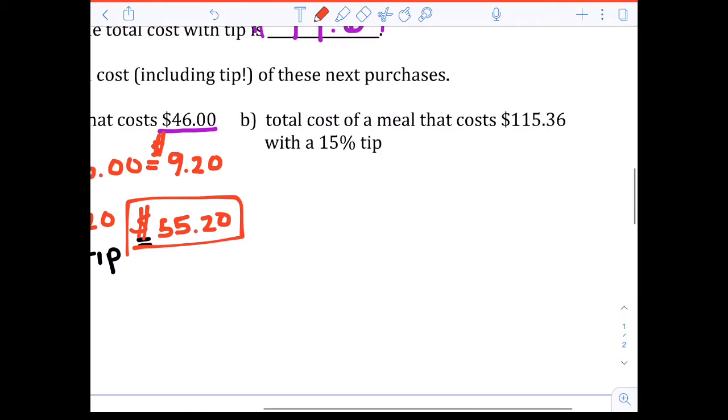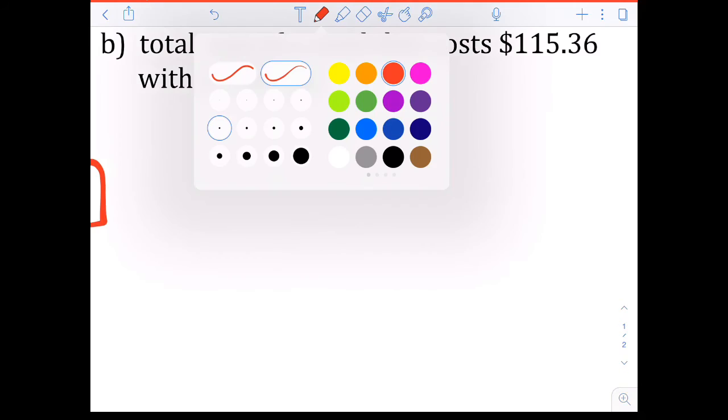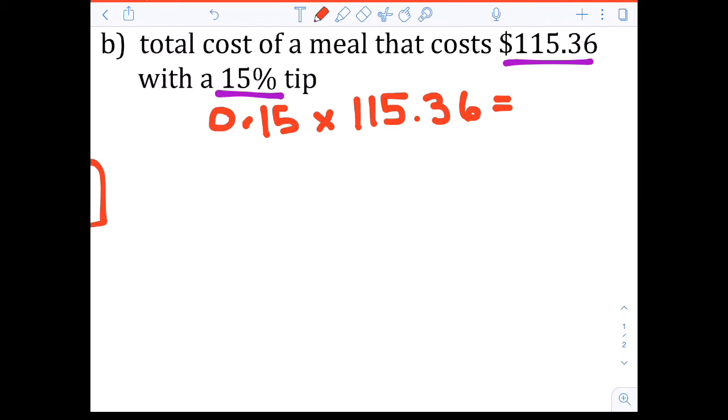And last one, once again, if you want to pause it, you can. But the final one, we want to be leaving a tip of 15% on a bill that costs $115.36. So we know that 15% is 0.15. And we want to multiply that by the price of the item. When I multiply those together, we're going to get the amount of tip that we're leaving. So 0.15 in our calculator multiplied by 115.36.